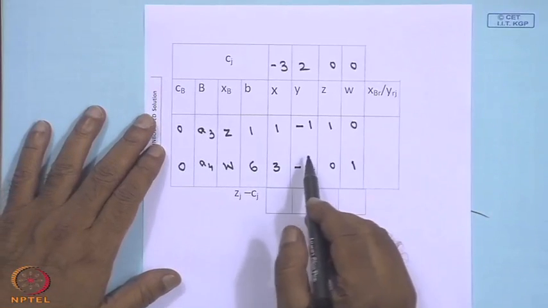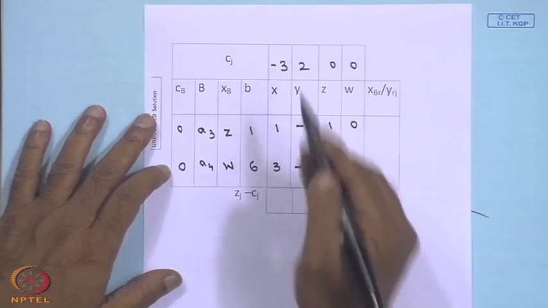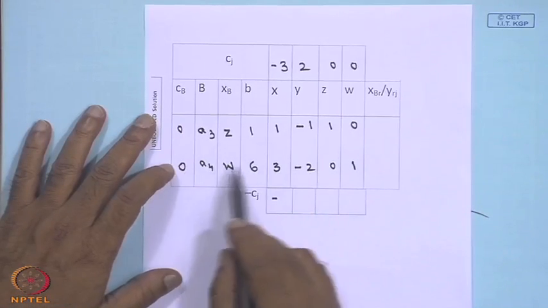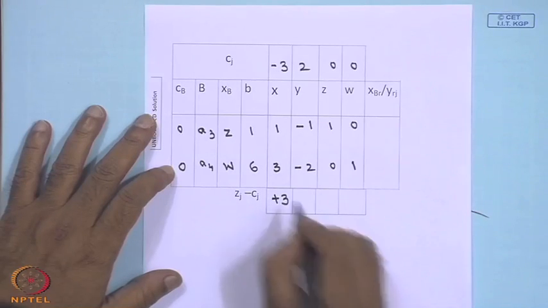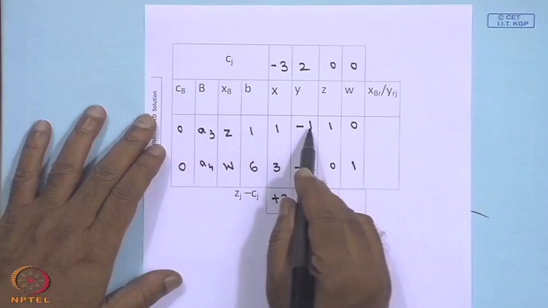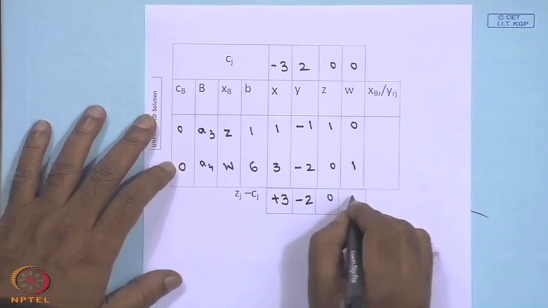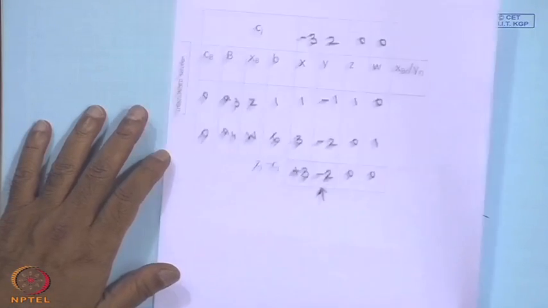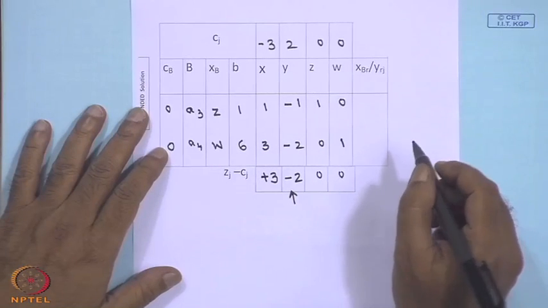Once we have formed the initial table, we have to calculate z j minus C j. For the first column, it will be 0 into 1 plus 0 into 3 minus of 3, so you obtain minus 3. Next one is 0 into minus 1 plus 0 into minus 2 minus 2, so it will be minus 2, and these 2 will be 0. So, your entering vector is becoming y.